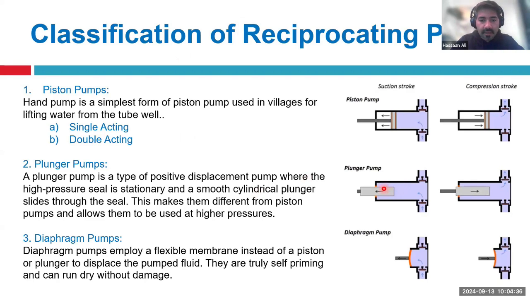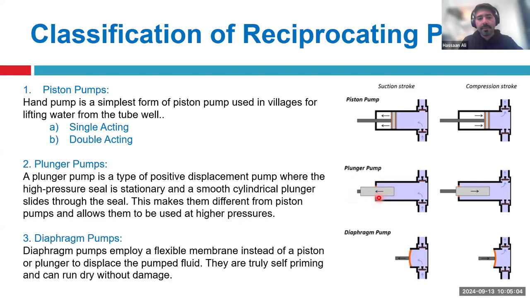If somebody can see, there is a red stationary seal. This is a stationary seal. It's a high pressure seal. It will ensure that the fluids will not leak into the environment across the cross section of the plunger, and the cylinder will slide through the seal. This makes sure that this pump can be used at a higher pressure.